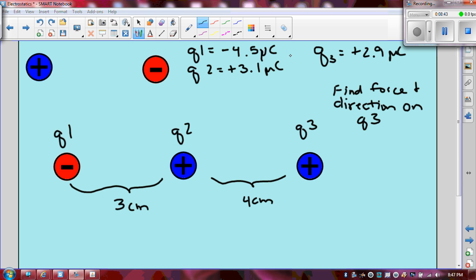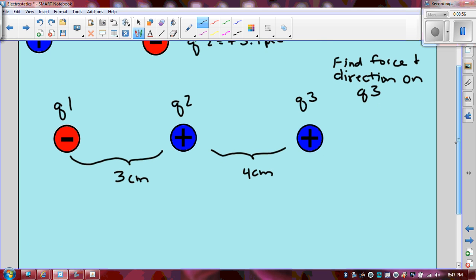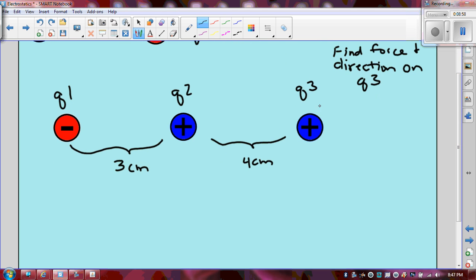So we have charge 1 is negative 4.5 microcoulombs. Charge 2 is positive 3.1 microcoulombs. And then charge 3 is positive 2.9 microcoulombs. Now, the question wants us to find the force and the direction on Q3. So this one right here. Now we're not doing the one in the center, we're doing the one on the very end. But we're still going to do it the exact same way that we've done before. So first thing we need to do is draw a force diagram for Q3 only.